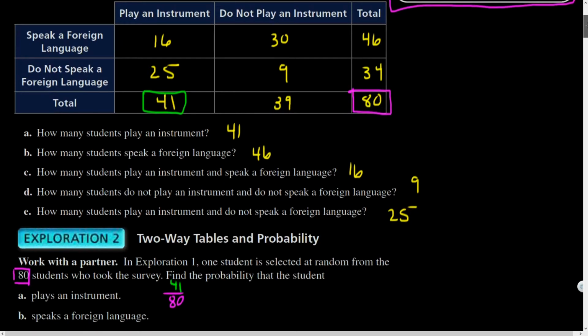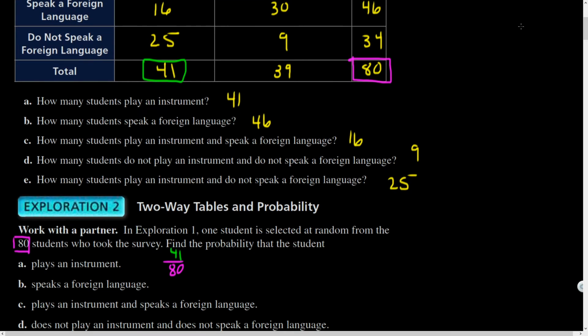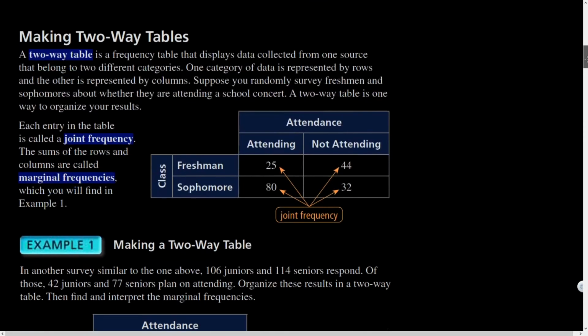Okay, and so to calculate that probability, I've got a little handy dandy calculator. It looks like it's a little more than 50%. I'm getting 51.25% con mi calculadora. All right, so that's the general idea.